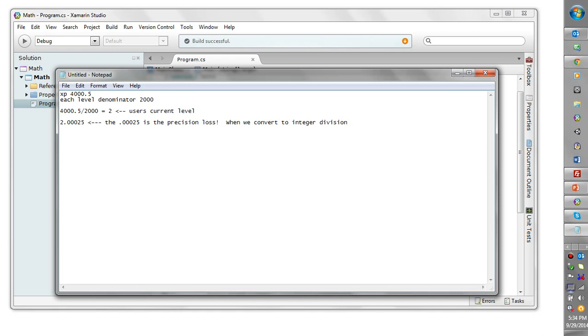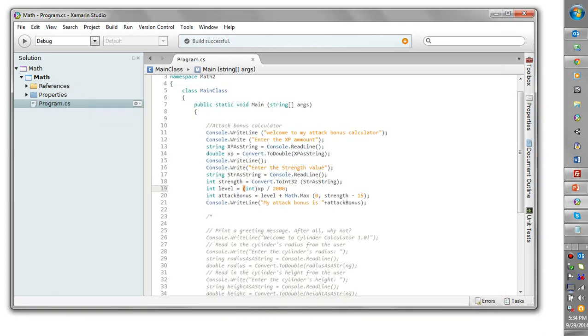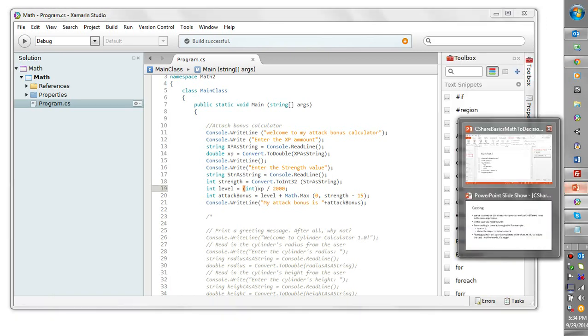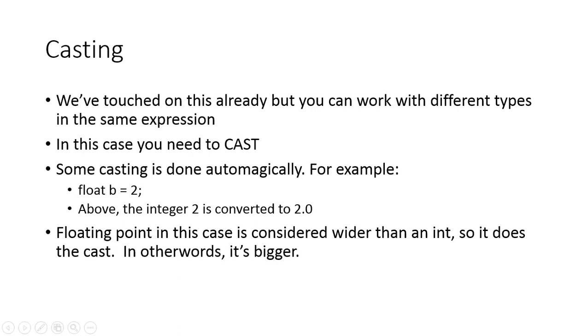But if we put an int cast before the 4,000.5 divided by 2,000, this means we get 4,000 divided by 2,000, and we get 2. So it basically says, yes, I know there's going to be precision loss, and it doesn't matter, go ahead and proceed on. So that is basically a simple example of casting.